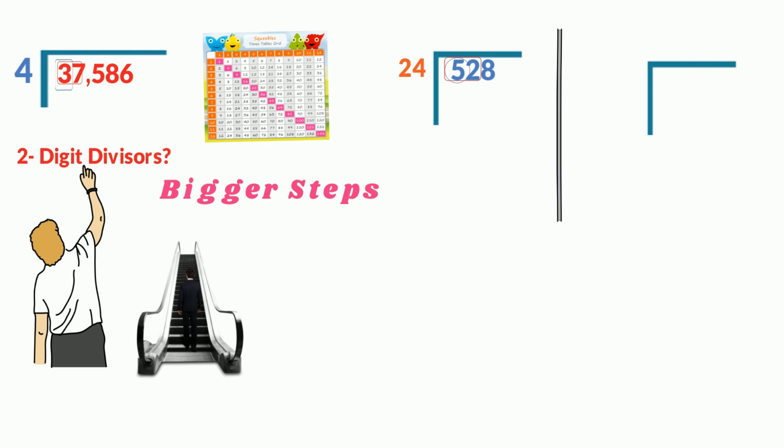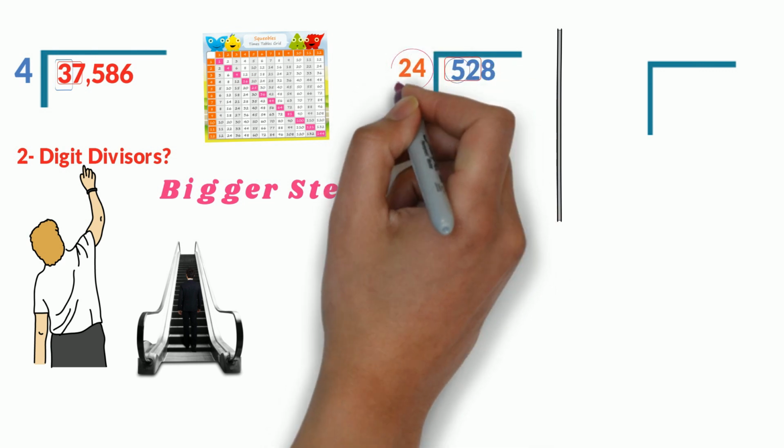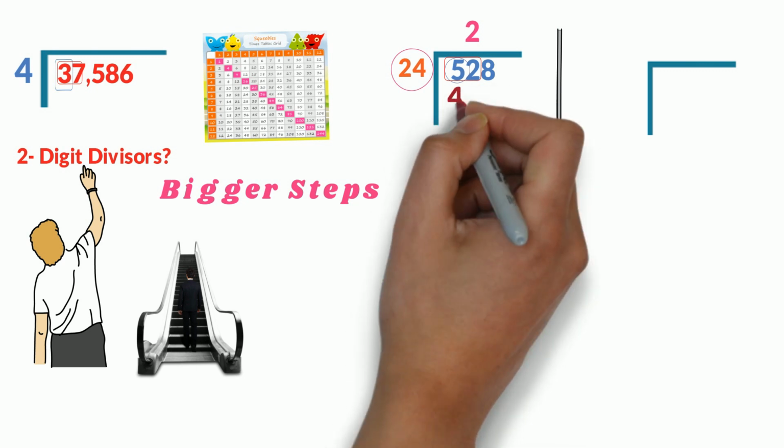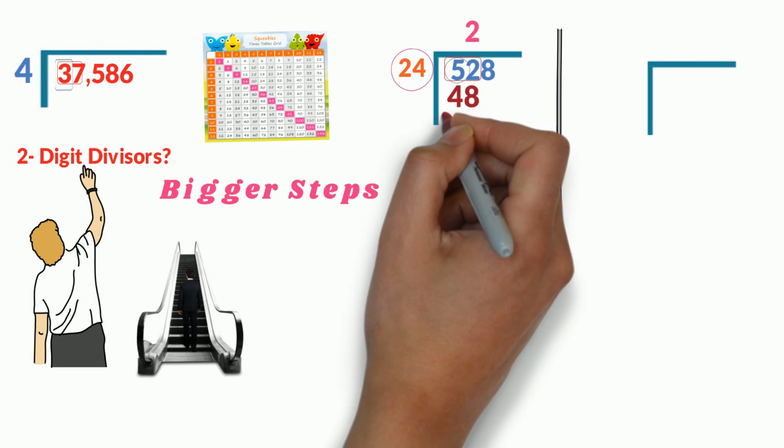This is trickier because multiples of 24 are not on our multiplication table. Instead, we have to figure it out by estimating, or good guessing. Because we know that 2 times 25 would be 50, 2 is a really good estimate for the first digit of our answer. 2 times 24 is 48, and then when we subtract 48 from 52, we get a remainder of 4. Okay, so far so good.